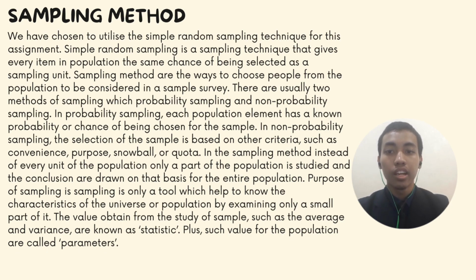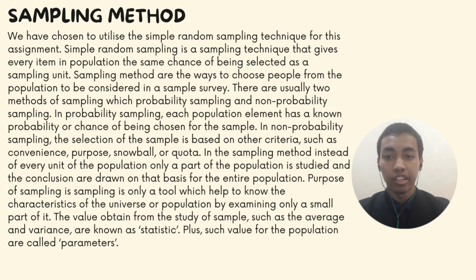There are usually two methods of sampling, which are probability sampling and non-probability sampling. In probability sampling, each population element has a known probability or chance of being chosen for the sample, commonly used for making statistical inference about the population. Non-probability sampling methods, on the other hand, are often used when it's difficult to ensure every element has an equal chance of selection, based on other criteria such as convenience, purposive, snowball, or quota.